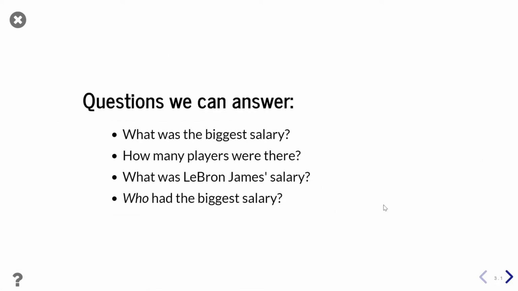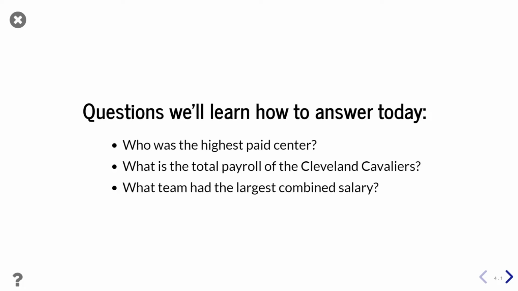Okay. So last time we saw how to answer questions like, what was the biggest salary? We can use .get the salary column, and then we can .max. How many players were there? We can ask for the shape of the table. What was LeBron James' salary? There we would get the salary column, and then we would .loc LeBron James. And then who had the biggest salary? There we sort the table, either in ascending or descending order, and then we take the index, the first entry in the index if we sort it in descending order, or the last entry if we sort it in ascending order. But there's still a lot of questions that we don't know how to answer yet.